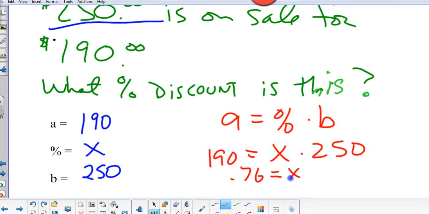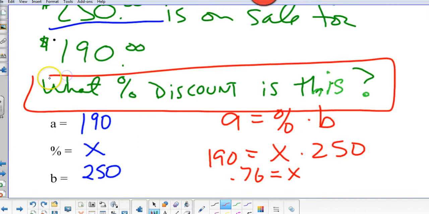Now, there's a trick here. This literally means it's 76%, okay? But this means that the 190 price, the new amount, is 76% of the original. So that's not what the discount is. What percent discount is it?